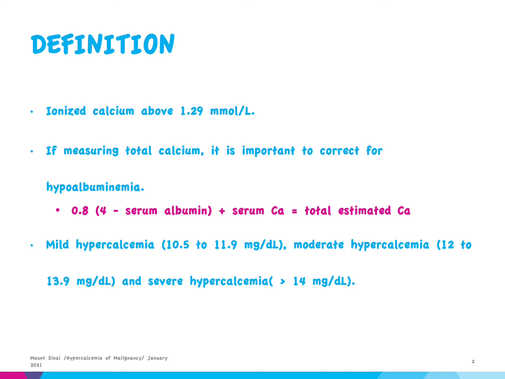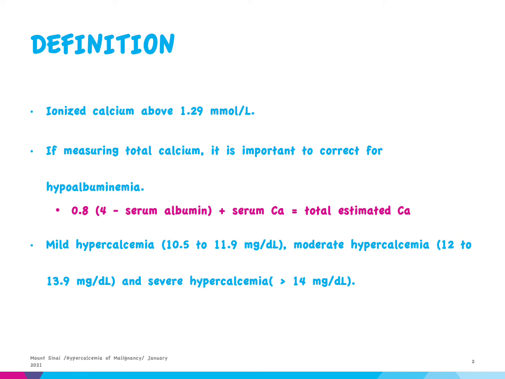Hypercalcemia of malignancy normally refers to ionized calcium above 1.29, though remember this should only be measured in an inpatient setting because it's affected by pH. If measuring total calcium, which is what's mostly used, it is important to correct for hypoalbuminemia. Here's a formula to correct for albumin: 0.8 times (4 minus the serum albumin) plus serum calcium.